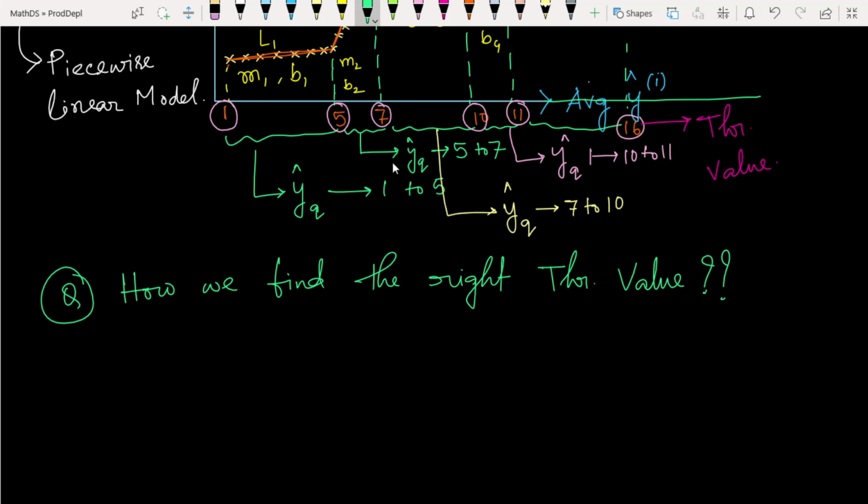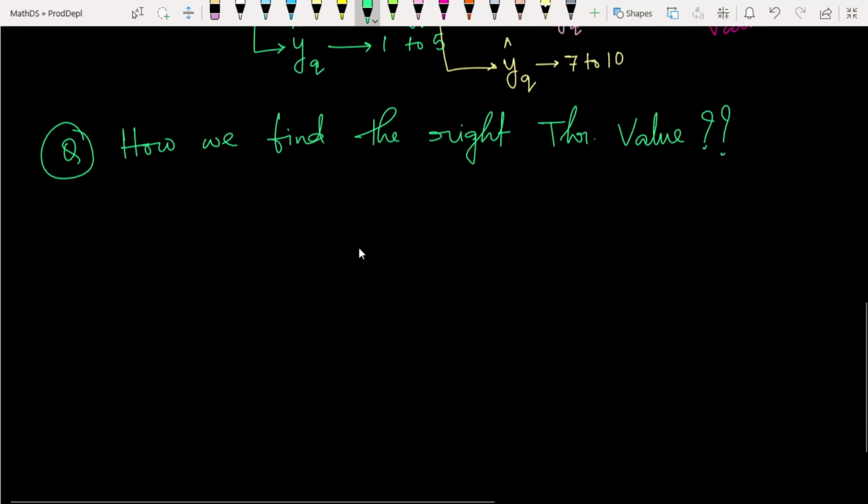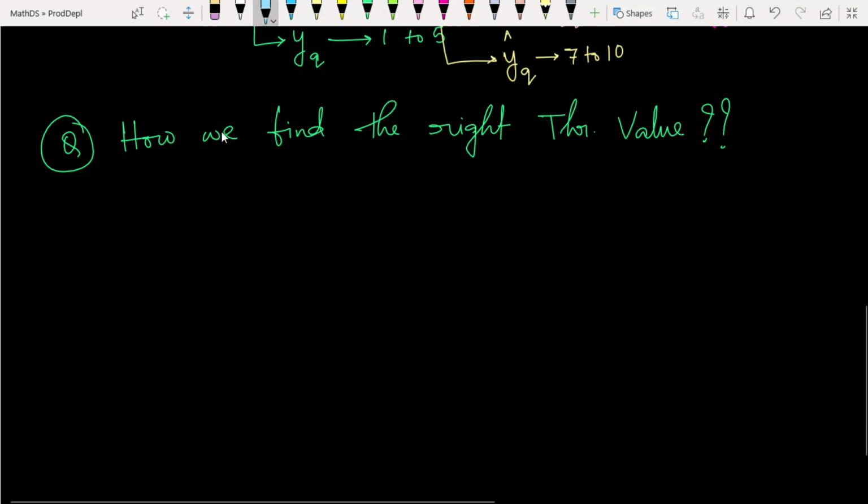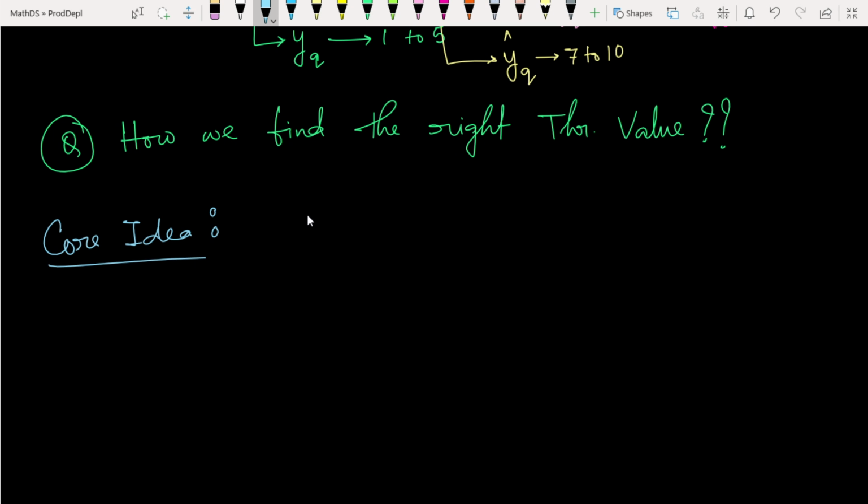What will be the right threshold value? How will we find this? The core idea is simply solving an optimization problem. Let's see how we will find it. The core idea behind this is solving the optimization problem.